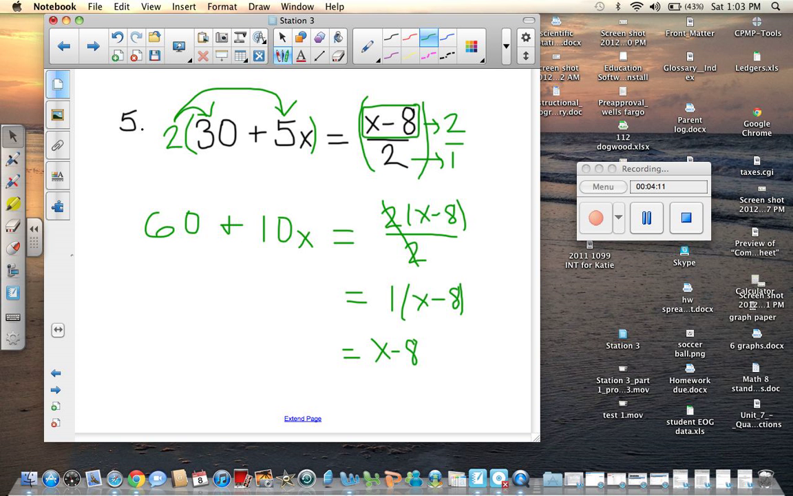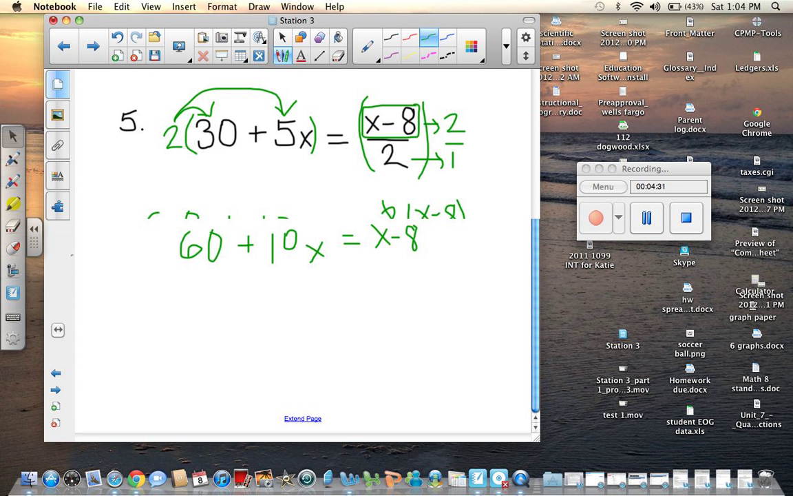And then we're going to write the same thing here. So I'm just going to put little quotes to show that it's the same thing. And I'm going to bring it all the way down here to where I simplified and got x minus 8 on the right side. So we have 60 plus 10x equals x minus 8.